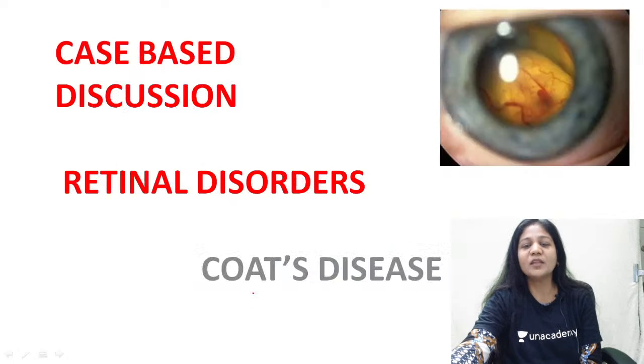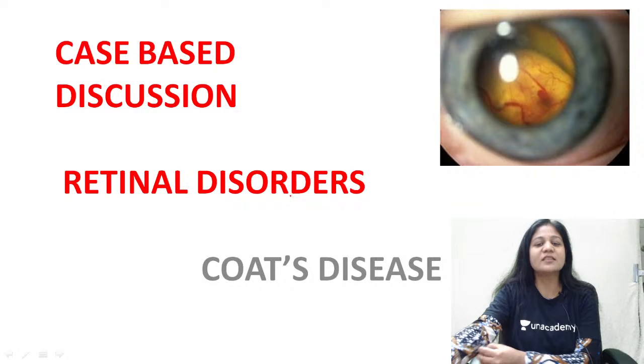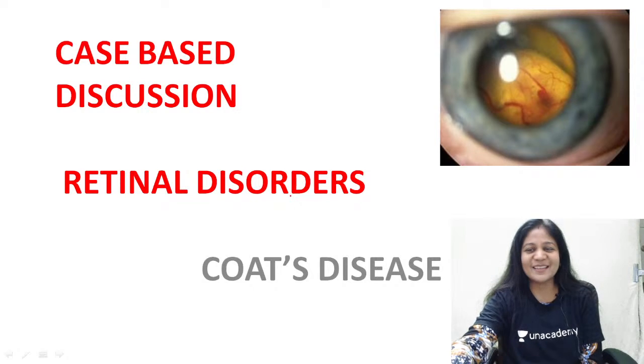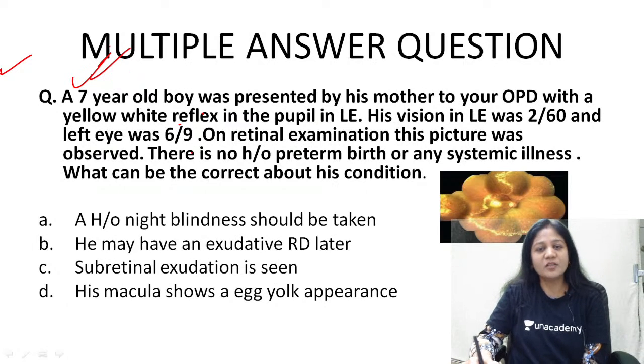Alright, now let's begin with our course here. Today we will have a discussion on a case-based scenario on Coats disease. So here we have a question, where I have given you a picture of retina and multiple answers are there. Please remember, it's again multiple answer type. So let's read the question.